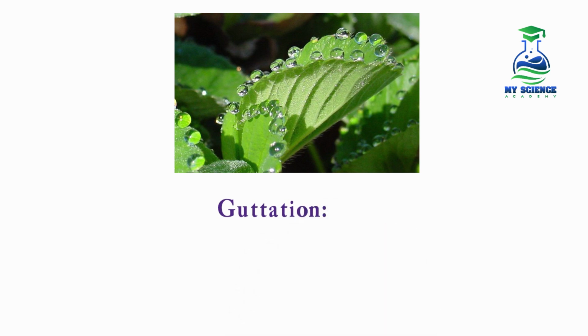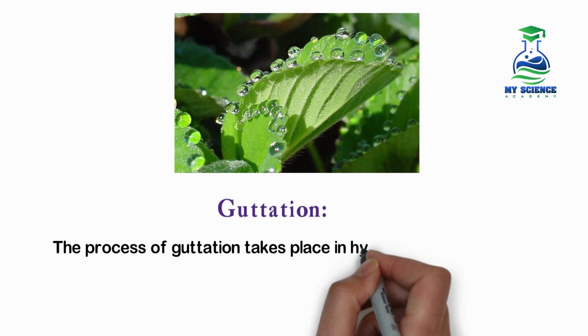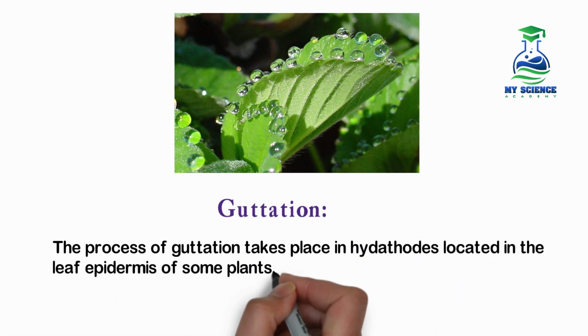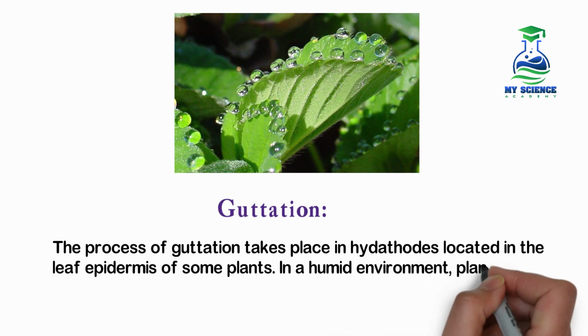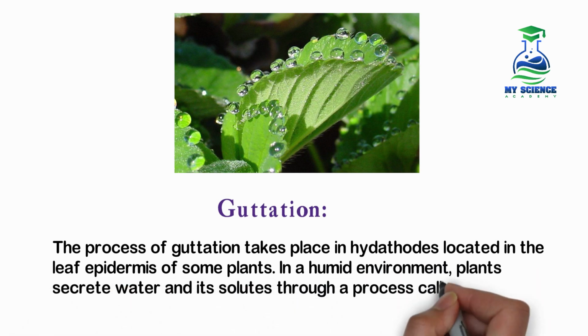There is a way, guttation. The process of guttation takes place in hydathodes located in the leaf epidermis of some plants. In a humid environment, plants secrete water and its solutes through a process called guttation.